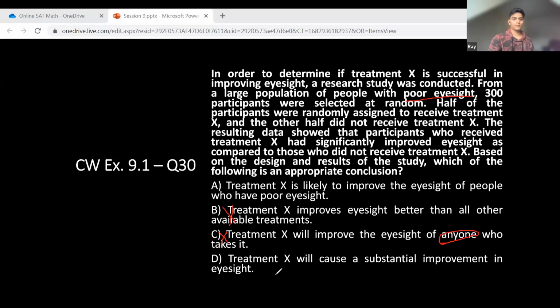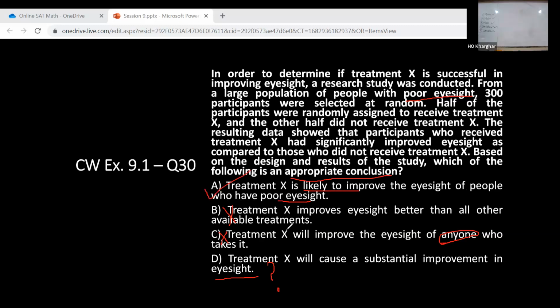Let's come down to D. Treatment X will cause a substantial improvement in eyesight. For who? I don't know. Let's look at A. Treatment X is likely to improve eyesight of people who have poor eyesight. This is the most appropriate conclusion. Makes sense. Yeah, that's correct.